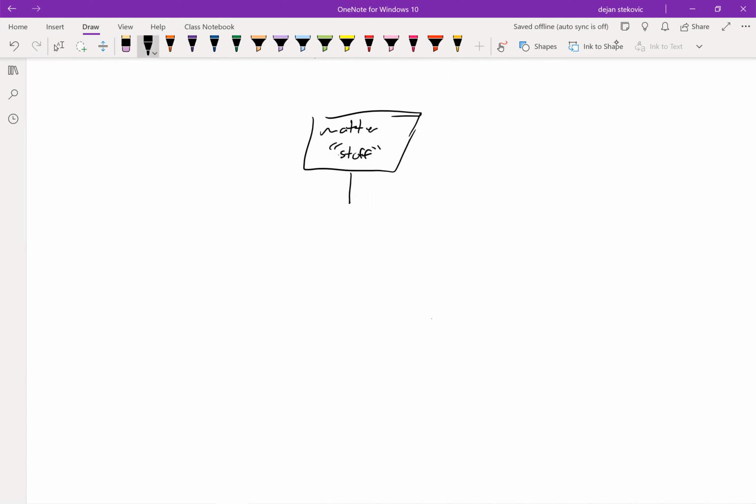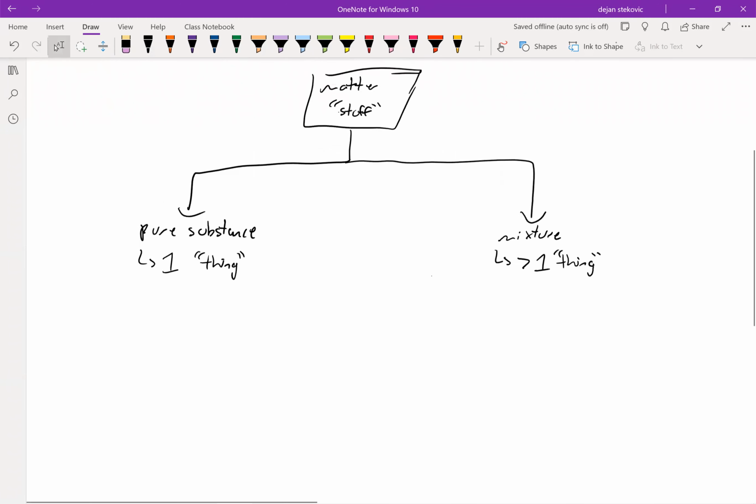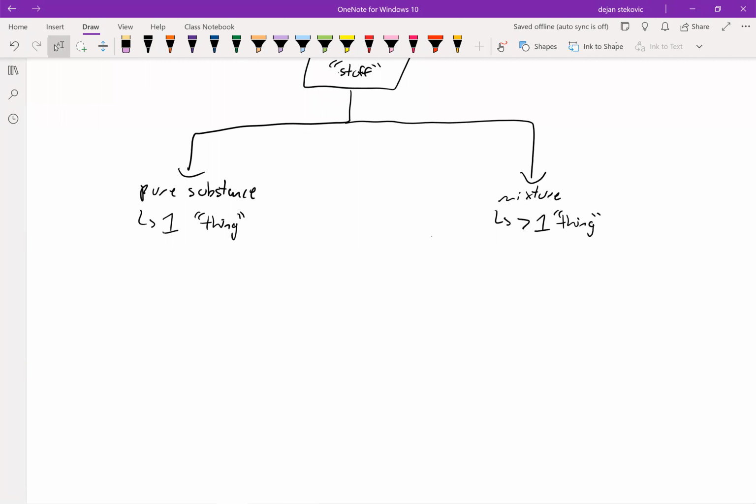And so we can think about matter as two different categories. The first is a pure substance. With a pure substance, we only have one thing. We'll define thing in a bit here. And then we can think about it as a mixture. In a mixture, we have more than one thing. And then we can further distinguish pure substances and mixtures. So for a pure substance, we can break that into two main categories. Again, be careful with categories. There will always be exceptions.